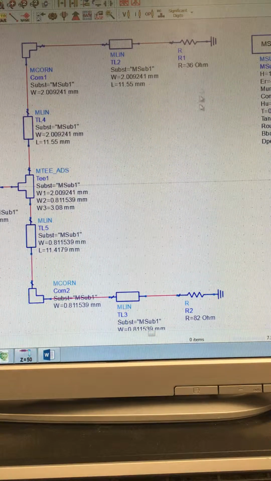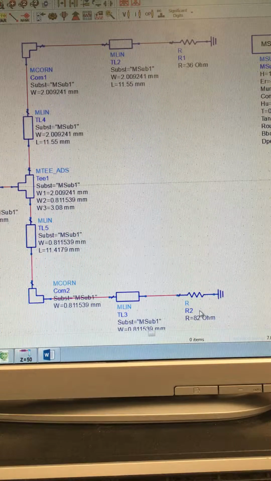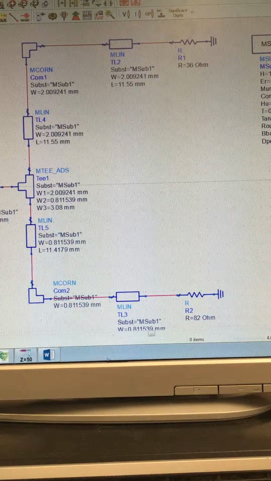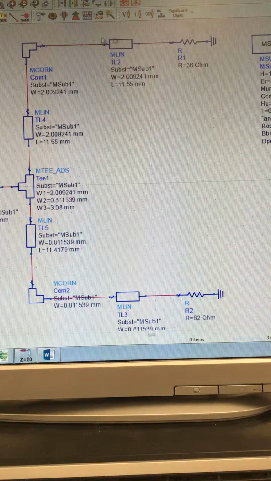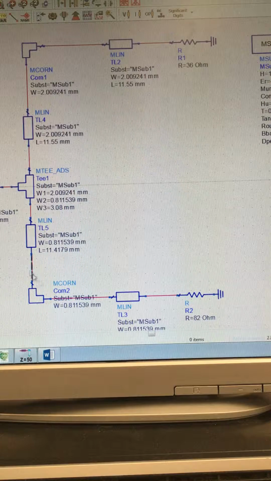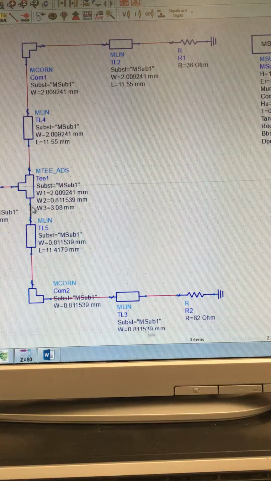Then, because this one's 36 and this one's 82, the resistors, and the two branches are in parallel, you want to make each branch 100 ohms. So that in parallel they equal 50 ohms and therefore they will match the resistor over here.